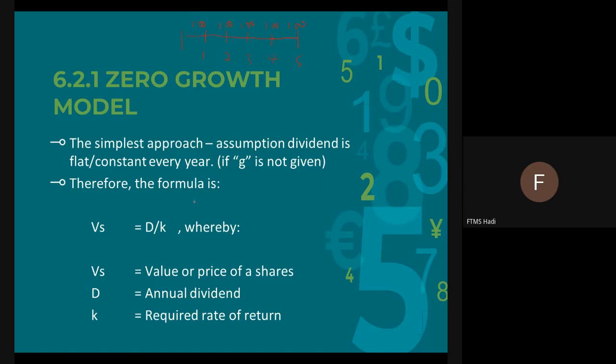So therefore, the formula will be VS equals D divided by K, whereby VS stands for value or price of shares, D means the annual dividend, and the last one, K, is the required rate of return.